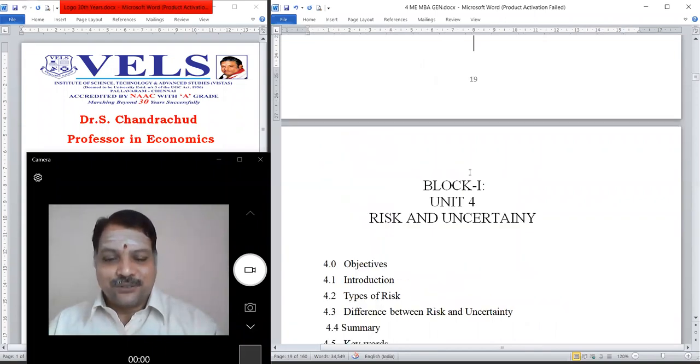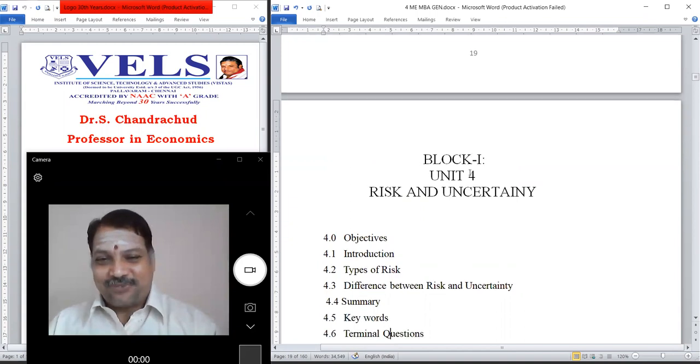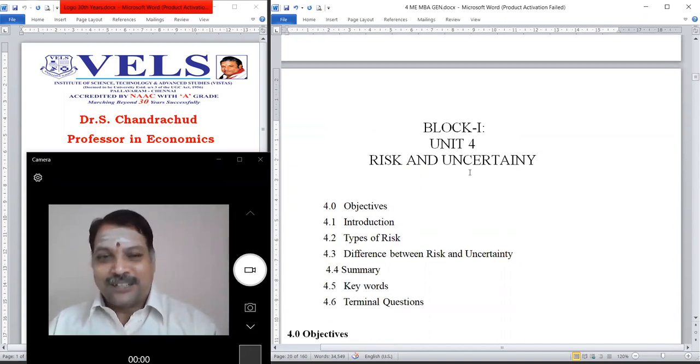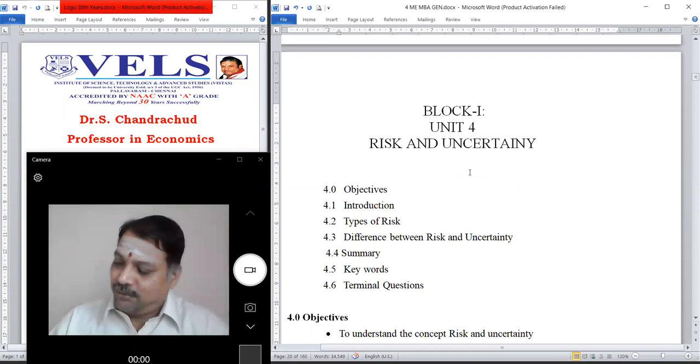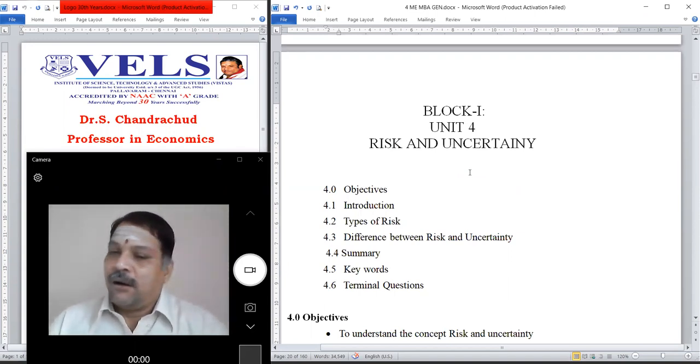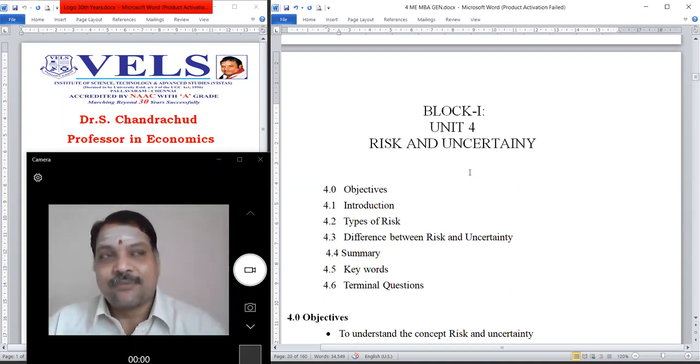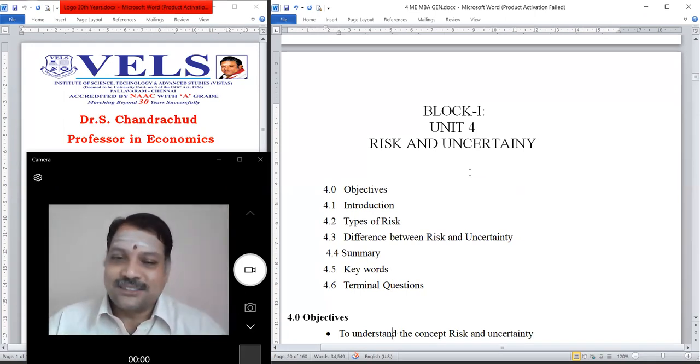Today, we are going to discuss risk and uncertainty. This particular topic comes under Unit 4, Block 1. In this class, we are going to discuss different types of risk. Not only that, we are going to compare two concepts. One is risk, another one is uncertainty.